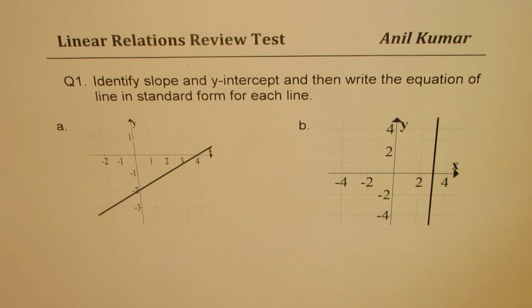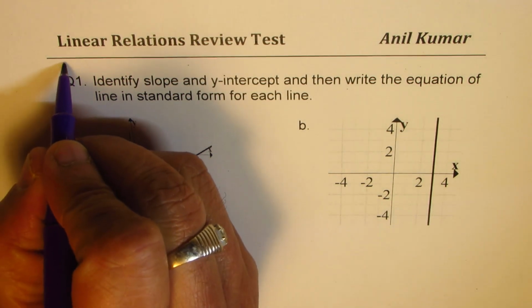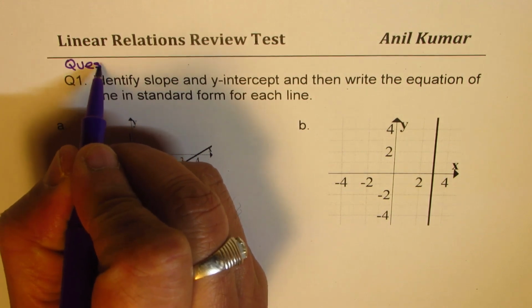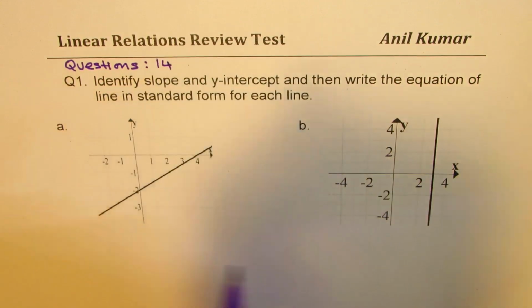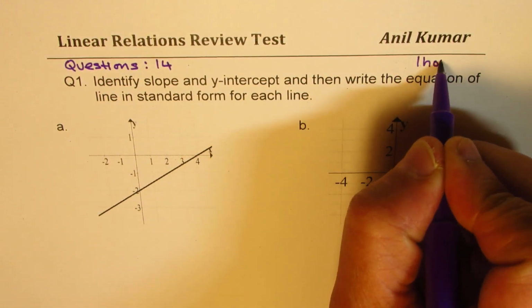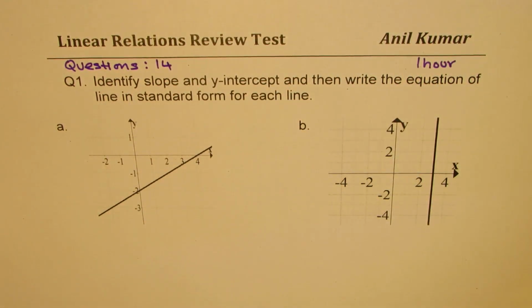Here is a review test for you. I have 14 questions here, and the time allocated for you is 1 hour. I might take about half an hour to solve all these questions and explain all the concepts. So 1 hour surely is a very good time to finish this test paper by any standard, right? So you can definitely do it in half an hour. So let's go through these questions and answer them one by one.